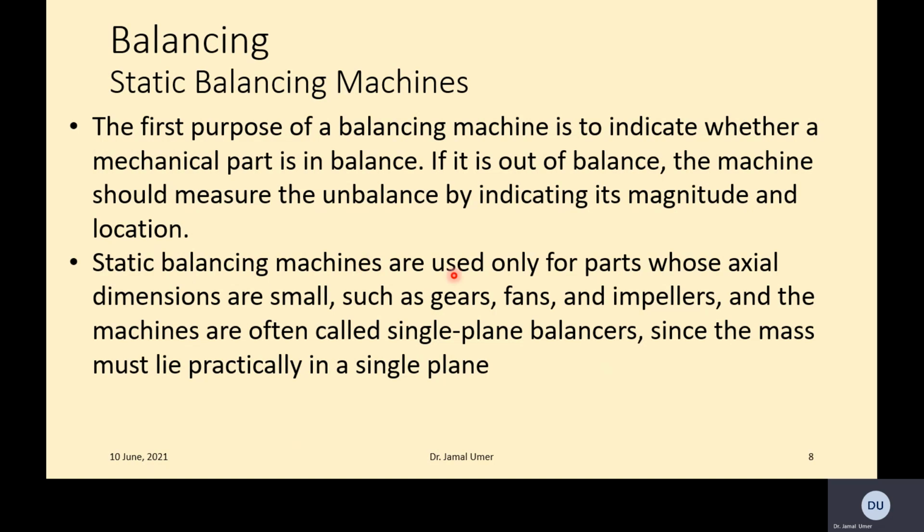Static balancing machines are used only for parts whose axial dimensions are small. We are talking only about the static balancing machine, not the dynamic. These are used for parts such as gears, fans, and impellers, and the machines are often called single plane balancers since the mass must lie practically in a single plane. Everything should be in one plane rather than multiple planes. This is the limitation of these kinds of balancing machines.